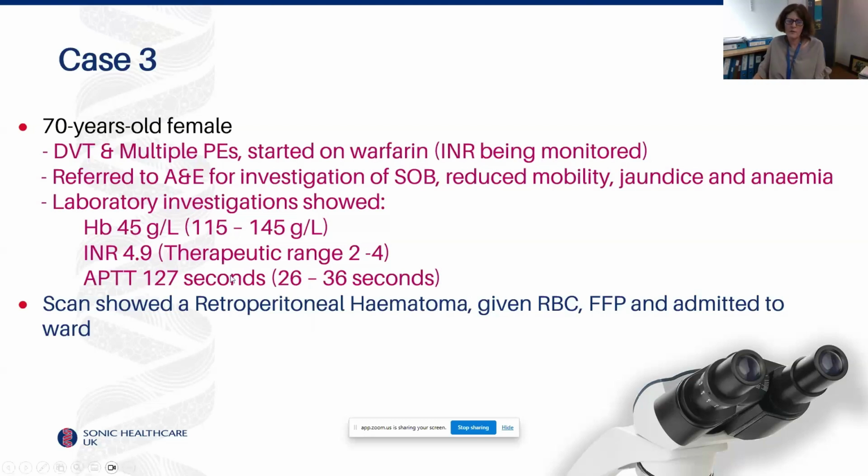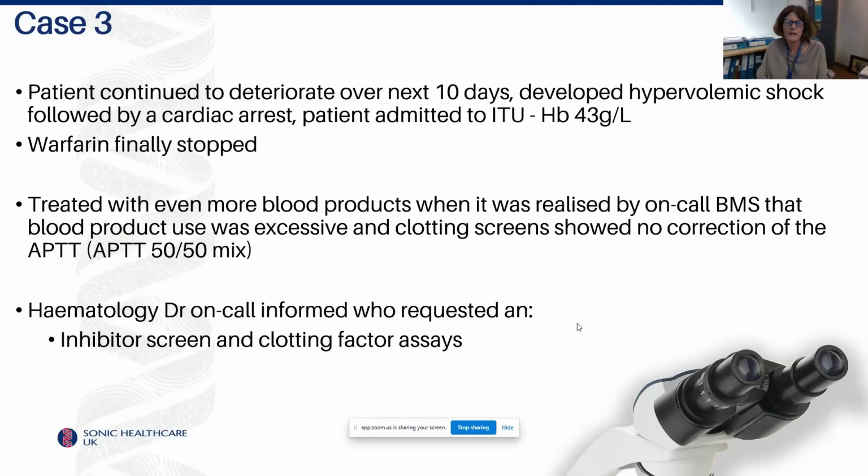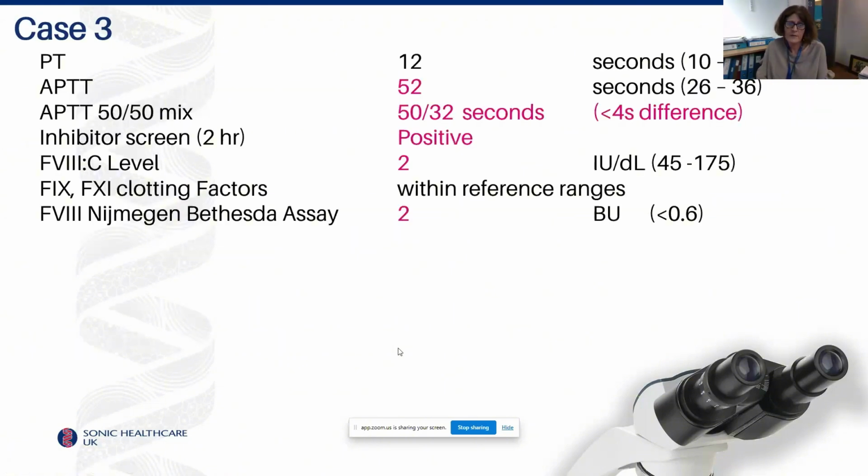So they thought it was all due to the warfarin. She was given red cells and FFP and admitted to a ward, but she continued to deteriorate and her hemoglobin kept dropping further. They stopped the warfarin. She was treated with even more blood products because she was still bleeding. And so they did a coag screen at that point, and they found that her APTT was still very prolonged and that there was no correction with the APTT 50-50 mix. So the on-call doctor said we needed to do clotting factor assays and an inhibitor screen. And this is what we found.